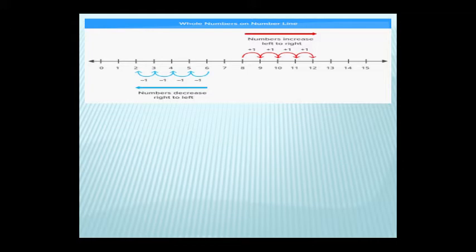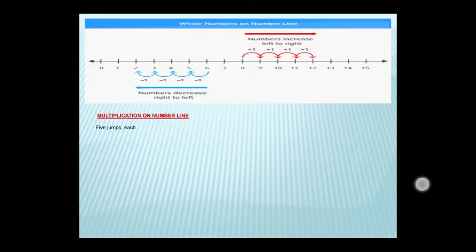So like that. If in a number line you move right to left, then the number decreases. So here, 6 minus 1: decreases means you have to do subtraction. 6 minus 1 is 5, 5 minus 1 is 4, 4 minus 1 is 3, 3 minus 1 is 2. So if you want to do subtraction, you have to move right to left. Addition you have to do left to right. Like this you have to do addition and subtraction using a number line.